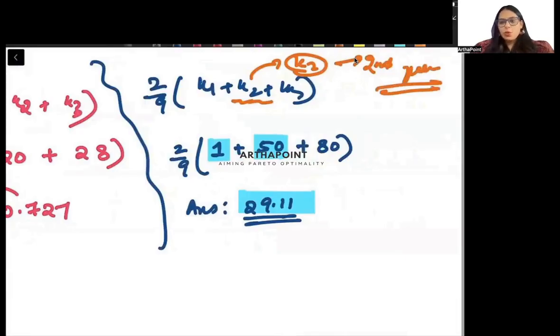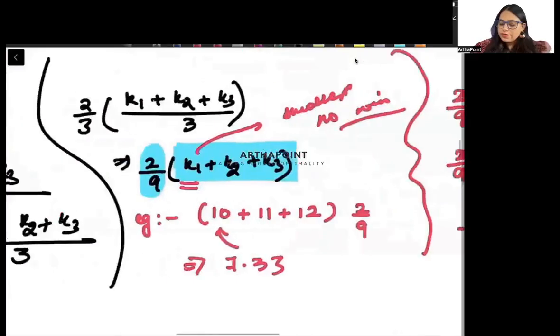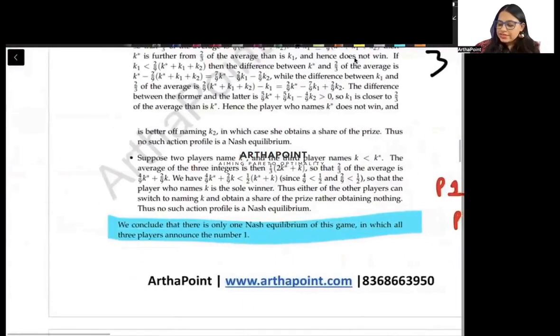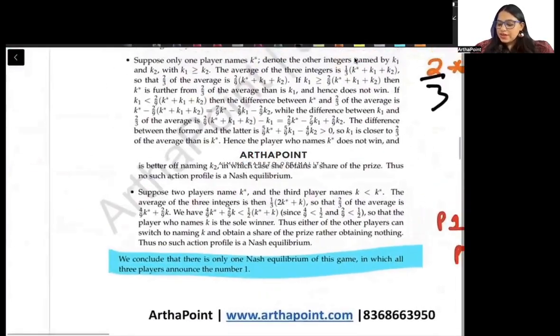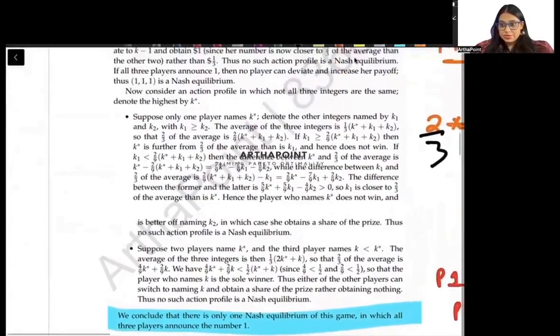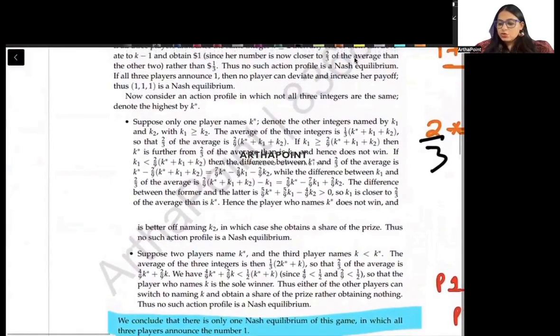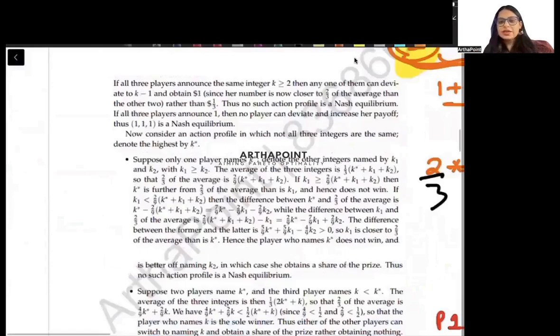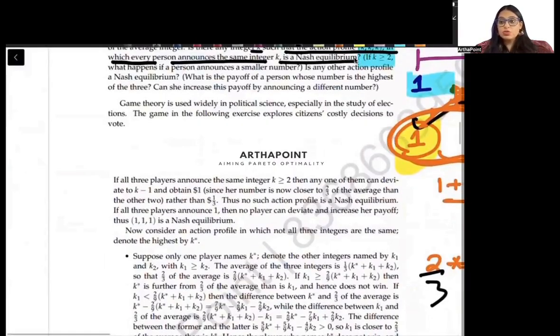The second person will go ahead and win. So what we are saying is that whenever there are going to be three players, our suggestion is that they announce different integers. Our suggestion is that the Nash equilibrium will always give some incentive for one of the individuals to deviate.